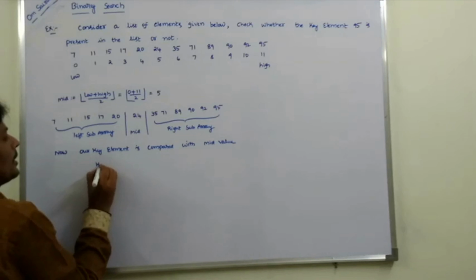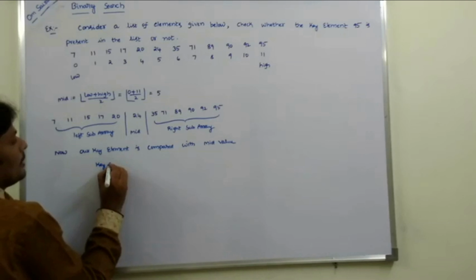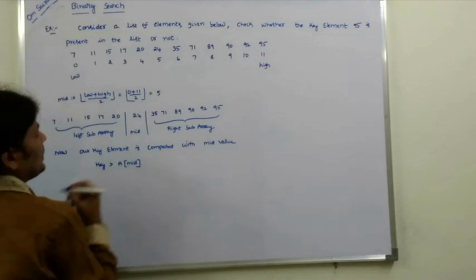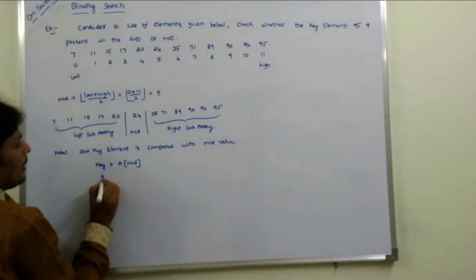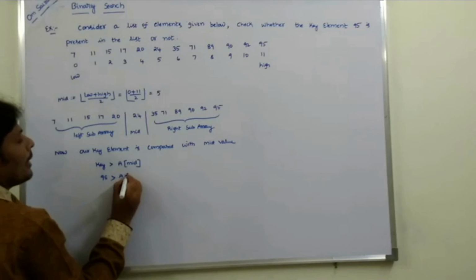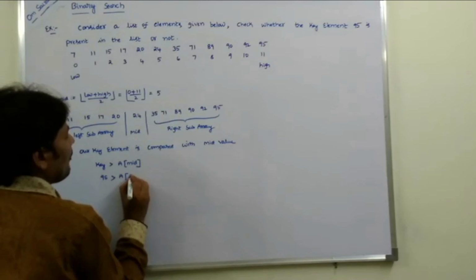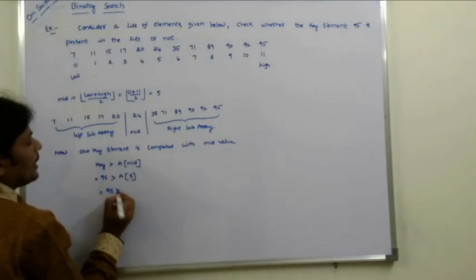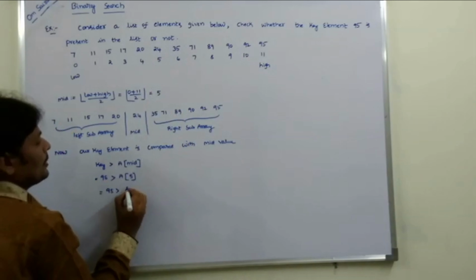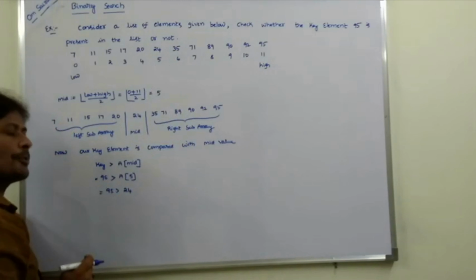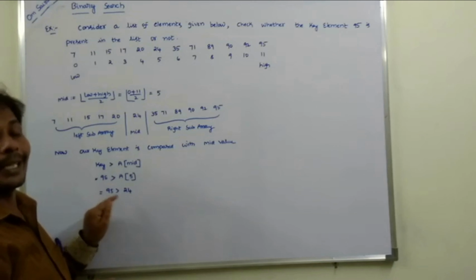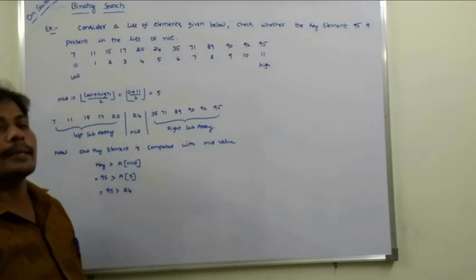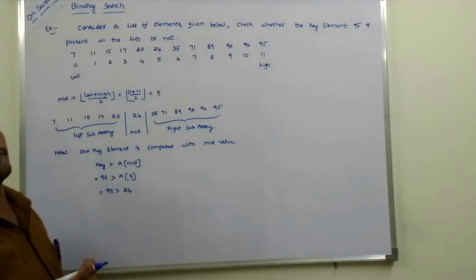So key greater than A of mid value. Our key element 95 is greater than A of mid. The mid value is 5, so A of 5 is 24. So 95 is greater than 24. Our key element is greater than the mid value, so our search continues in the right sub array and ignores the left sub array.